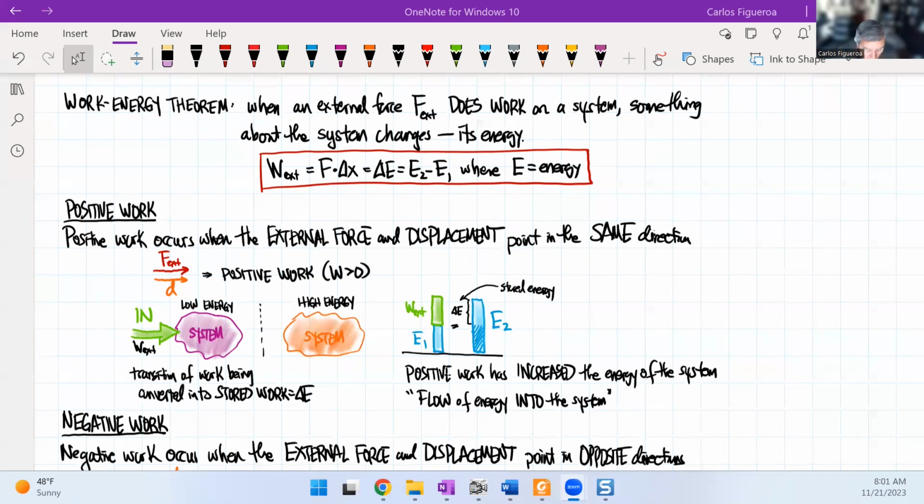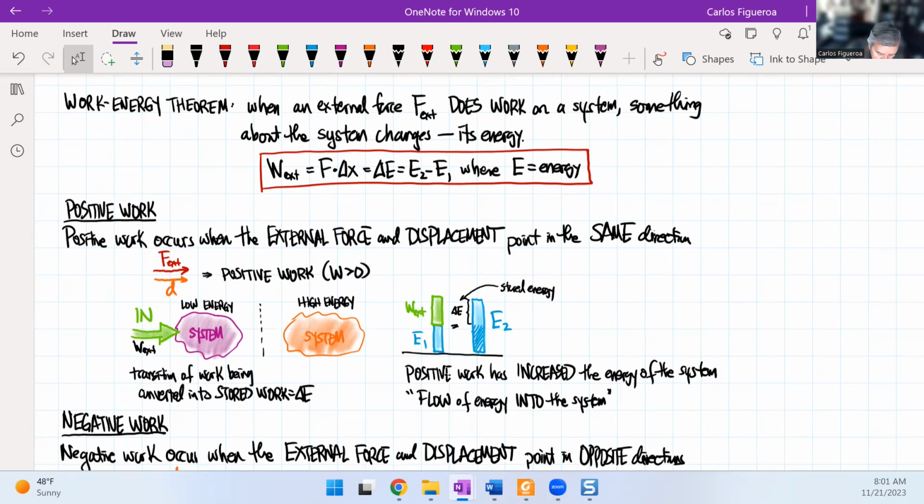By definition, we see here that the work done by an external force, a constant force, is the external force times the displacement, and that's the change in energy. And the key thing about this work energy theorem is that it's a way of looking at systems. And I think that's really important right there. So when we look at a system, we want to think about positive, negative, and zero work. So remember, it's a way of thinking.